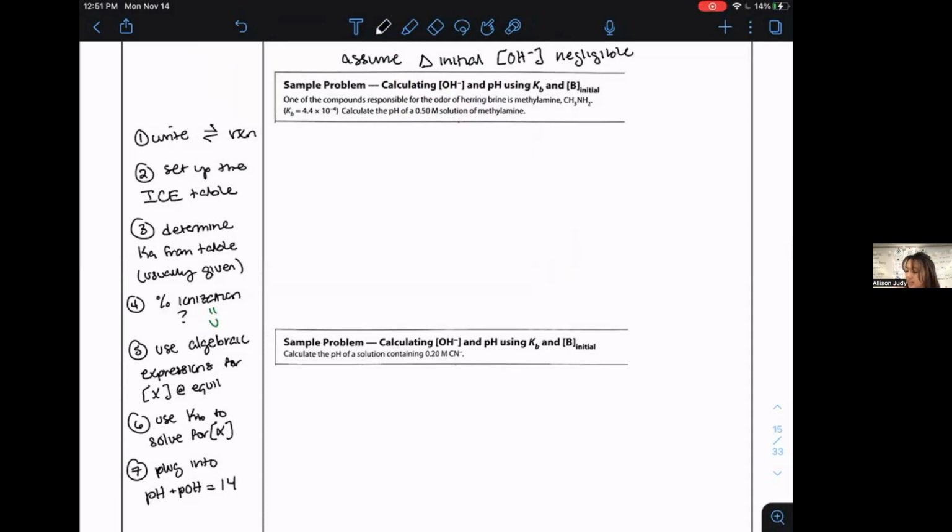I need to just plug it into the ICE table. So I'm going to write my equilibrium for this reaction. I would honestly just write methylamine, I don't really want to write the full thing, plus H2O goes to protonated methylamine. I think we talked about protonated methylamine last time. And OH minus. Then you set up your ICE table.